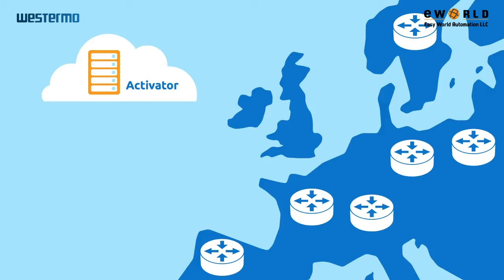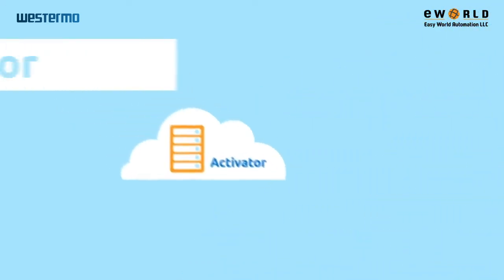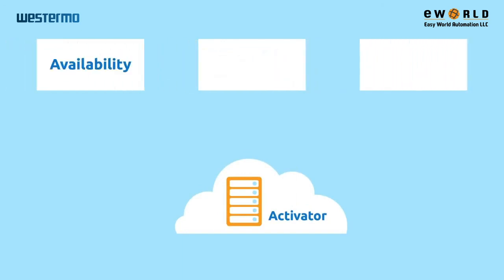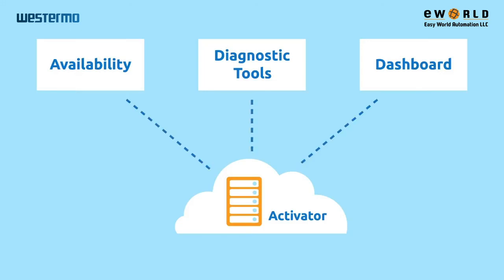When powered up, the routers call home to Activator, present their serial number, and download their running configuration file. The routers reboot and become live on Activator's monitoring system. Monitor is an application built into Activator, providing your support team with access to router availability, real-time diagnostic tools, and an extensive reporting mechanism. Routers that are created as devices on Activator are automatically created on its monitoring application.